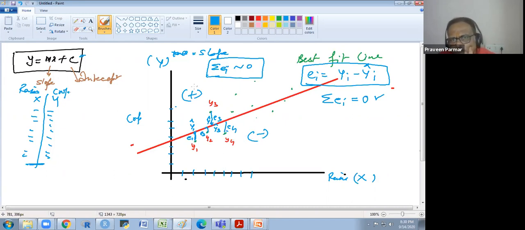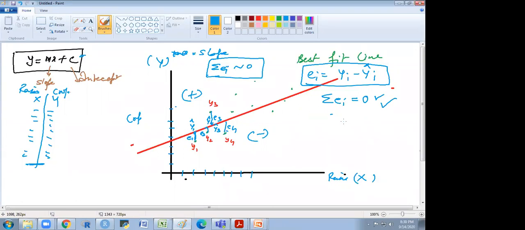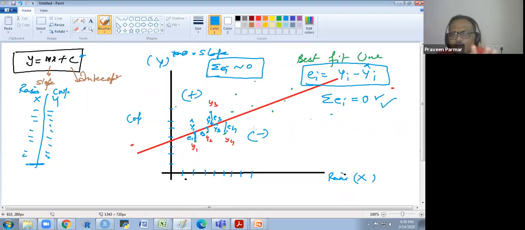If the sum of all the above points is equal to the sum of the points which are below this line, then again the summation of ei may be 0 or not. It will be 0. Right. So none of the points lie on the line, but the summation is 0. So it is not a good measure for the best fit line.